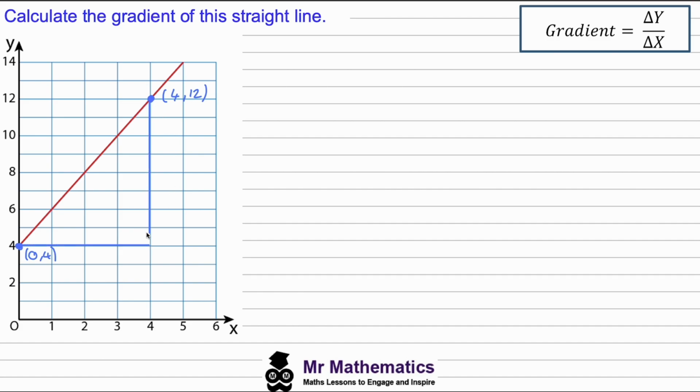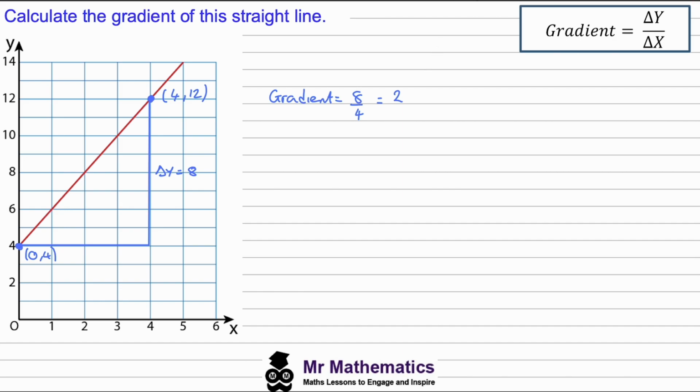and then we can find the change in y, which is from the 4 when y equals 4, up this side, and then y equals 12. So the change in y will be 8. So the gradient, the change in y is 8. And then for the change in x, we always go in the positive direction for x. And you can see we're going across by 4. So the change in x is 4. So the gradient will be 8 divided by 4, which is 2.